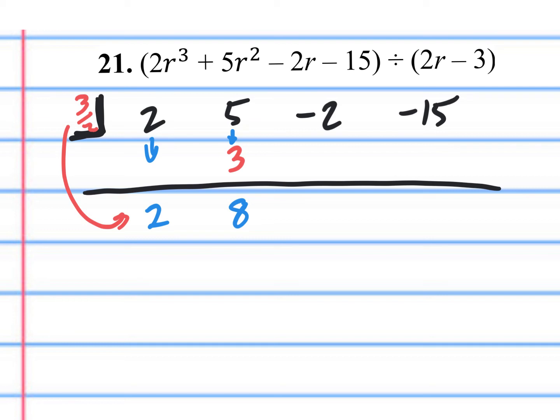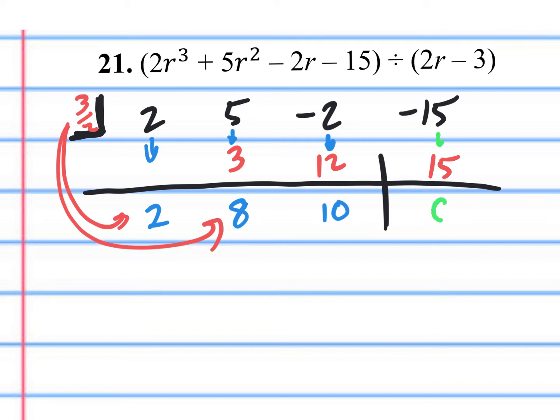And going up, you're going to multiply. 3 halves times 8. Again, think of the number up on top, 3 times this number 8. 3 times 8 is 24, but you've got to divide by 2, giving you 12. And then negative 2 plus 12, what do we get? 10. And then multiplying, 3 halves times 10. Again, 10 times the top number 3, that's 30. 30 divided by 2 is what? 15. So 15 goes up here, and this will be our remainder. In this case, negative 15 and positive 15, the remainder is 0.